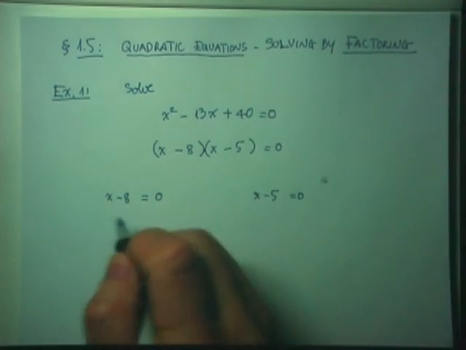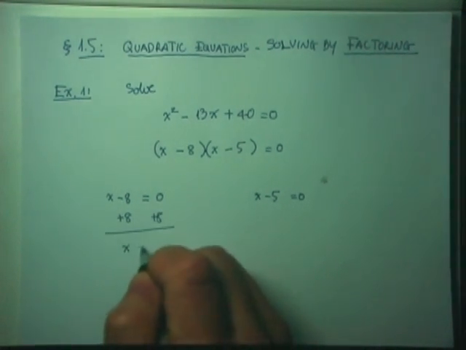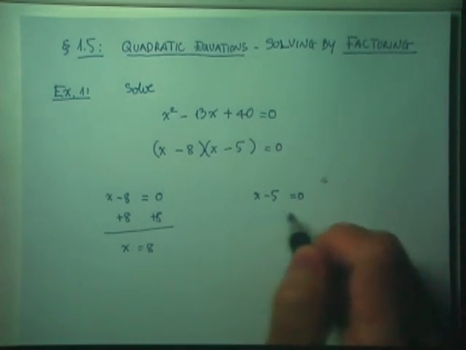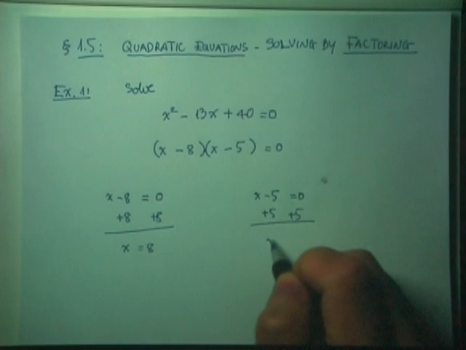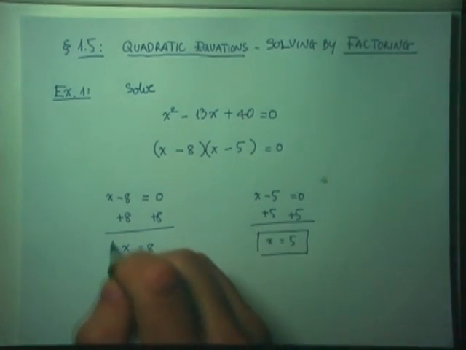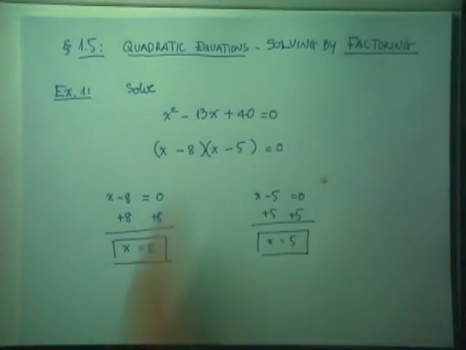The first equation, x minus 8 equals 0, adding 8 to both sides gives me x equals 8. The second equation, x minus 5 equals 0, adding 5 to both sides, I end up with x equals 5. And so these are my two solutions to the starting equation, x squared minus 13x plus 40.